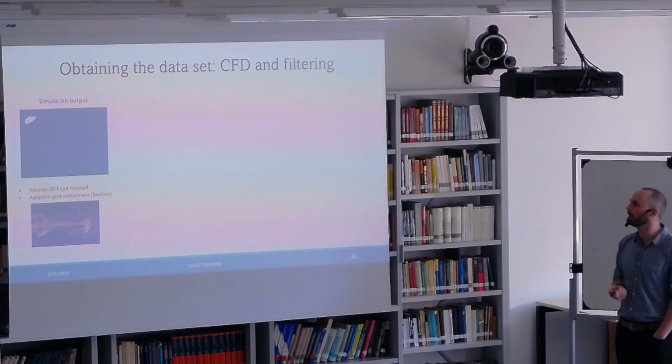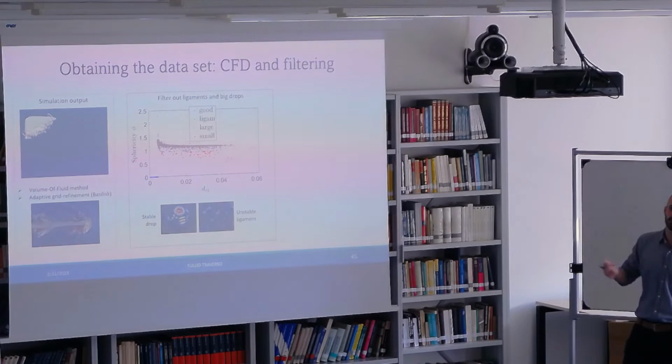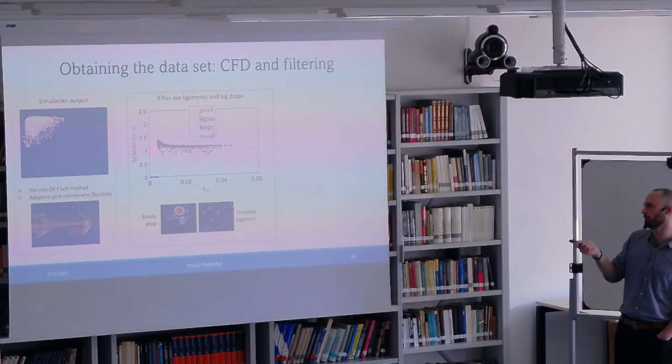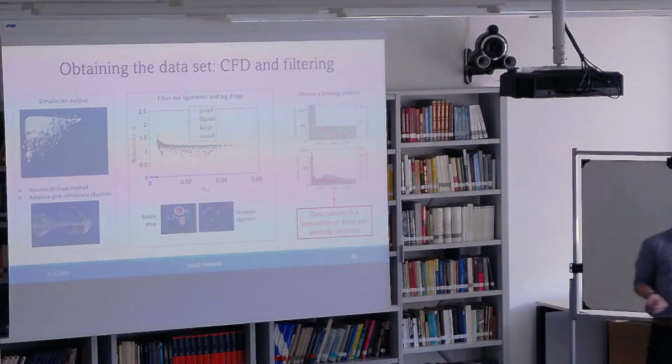Then we estimate the sphericity, and we filter out the ligaments that are very elongated. They might be unstable and corrupt the statistics. We filter out small drops, we filter out super big drops. And in the end, one data point is this: a population of drops, which you can then decide to put into bins depending on how many drops you have. So that's the kind of data we have.